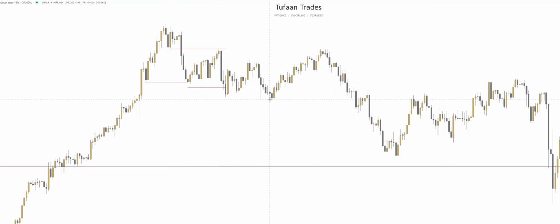So the market is in a downtrend. We have this range, this high, this low. This is another swing, another swing low.